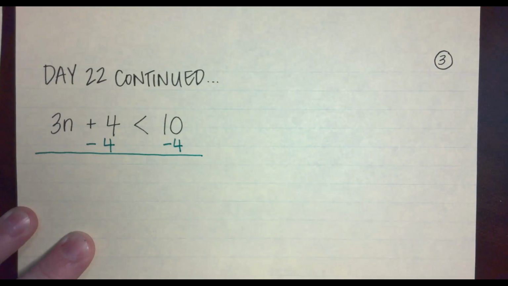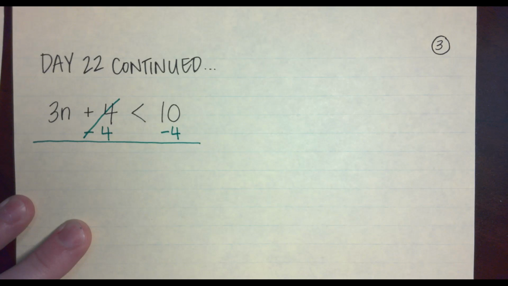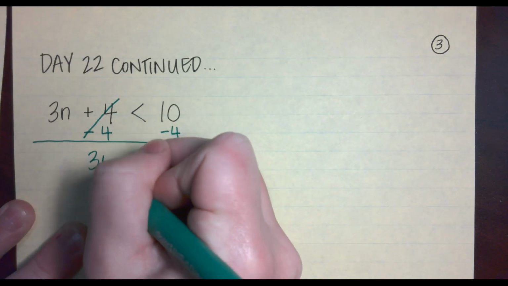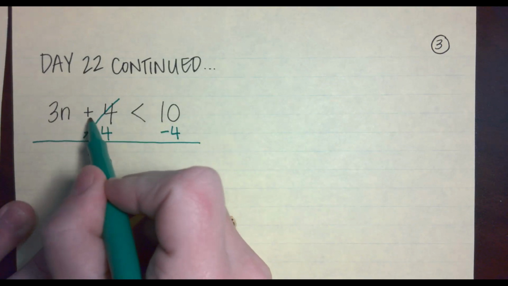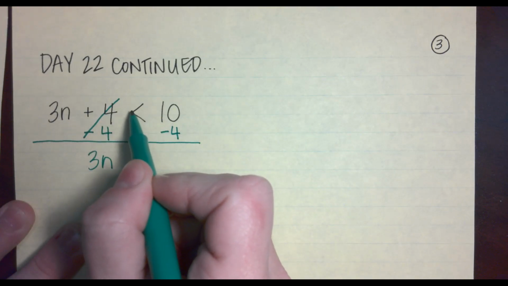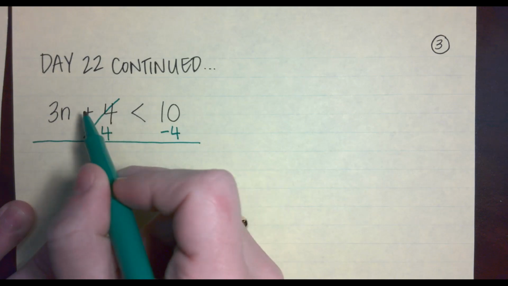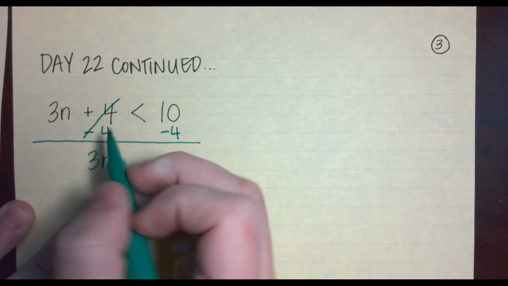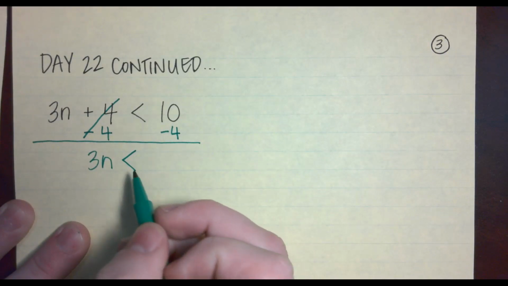All right, what happens next? Yes, my 4's will cancel. Then what? Yep, I still have 3 times n left. And remember, when we read left to right, this is less than. The smaller point came first. You're okay. All right.